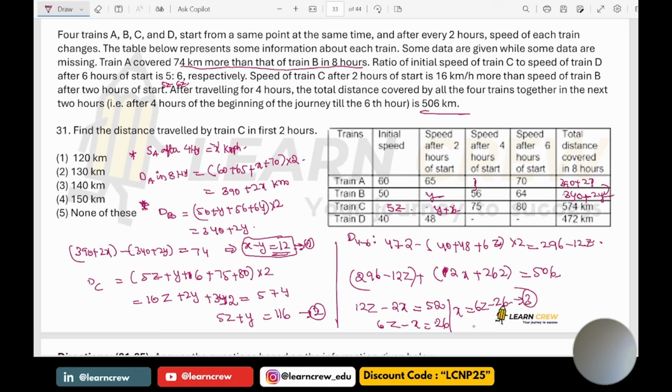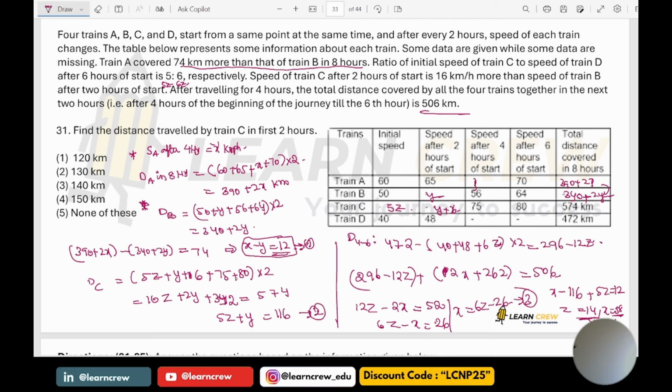From the third and fourth one, what we can do here is take x minus 116 plus 5z as 12. So now from this you will get the value of z as 14, x as 58 and y as 46. Z you got, x you got, y you got. So simply if you substitute, you will get the answers.